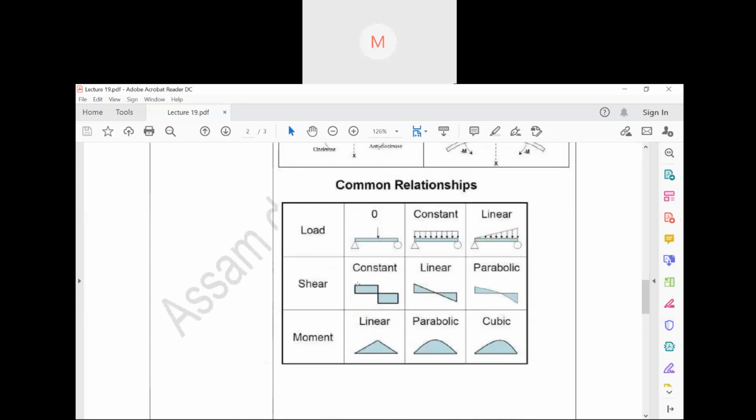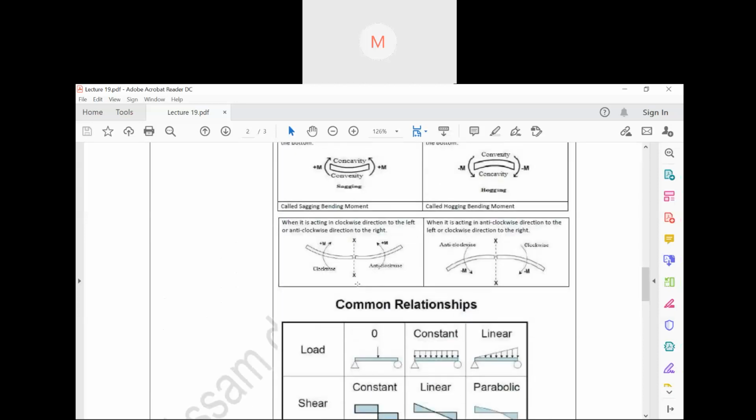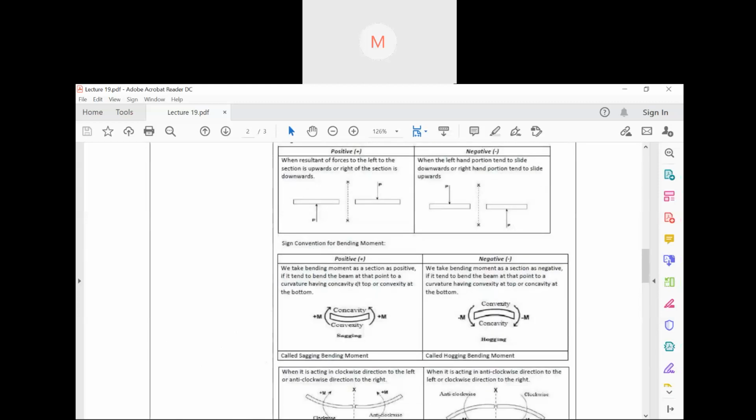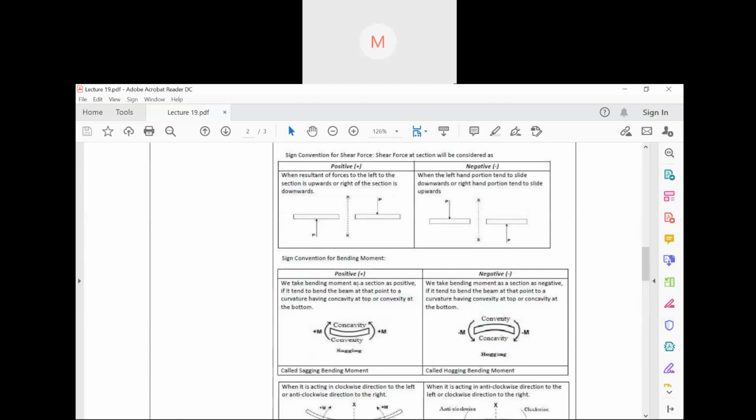Now remember this figure. For shear force, we have certain sign conventions, as you can see in the figure. Suppose this is the beam. In this beam we consider two sections. That means we basically cut the beam into half, as shown in the figure.